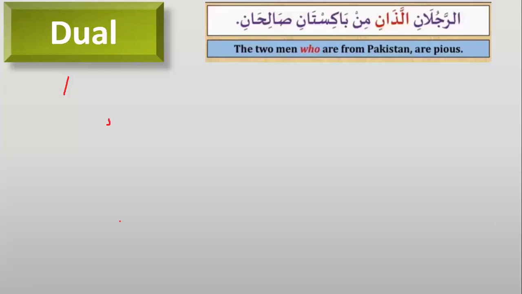So now the dual one, you can see. Ar-rajulani. Now again we are talking about here two men. Ar-rajulani hazani min Pakistani salihani. The two men who are from Pakistan are pious.